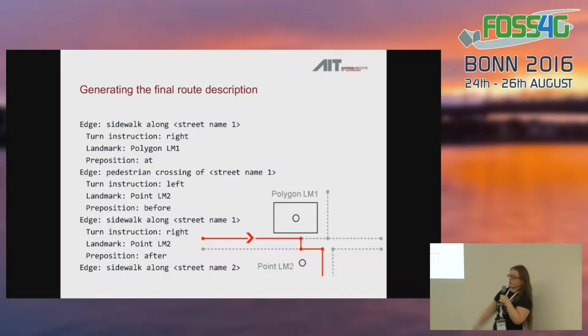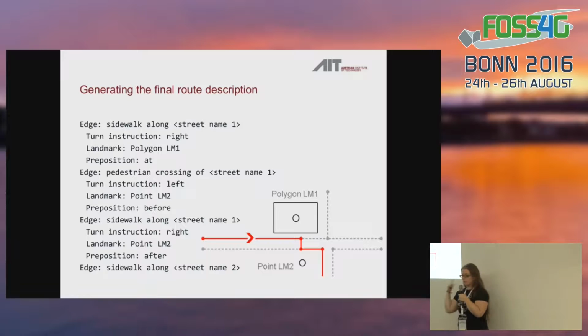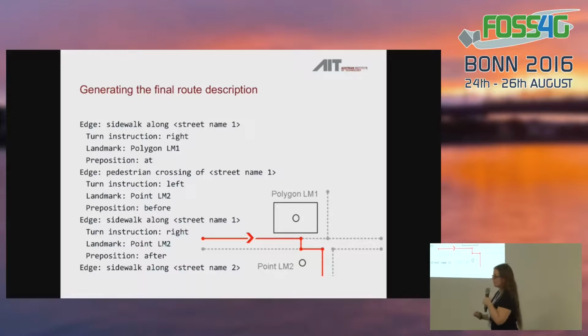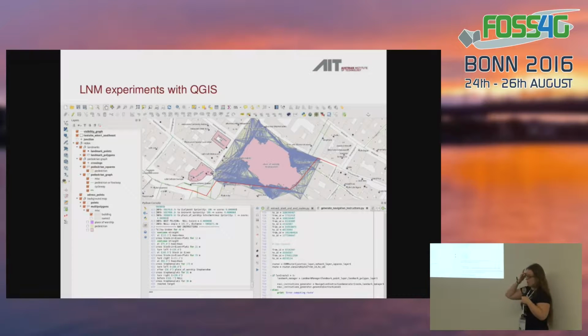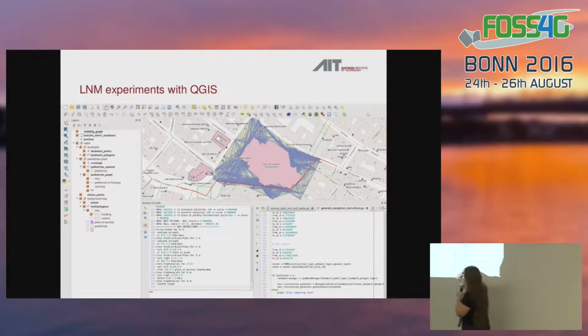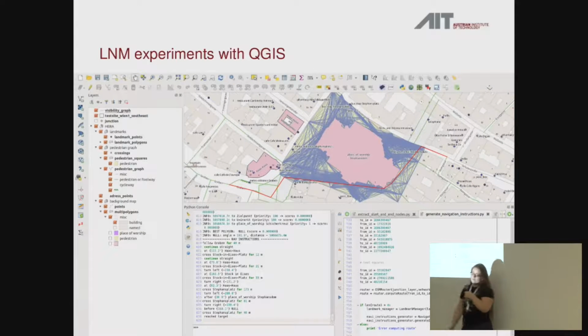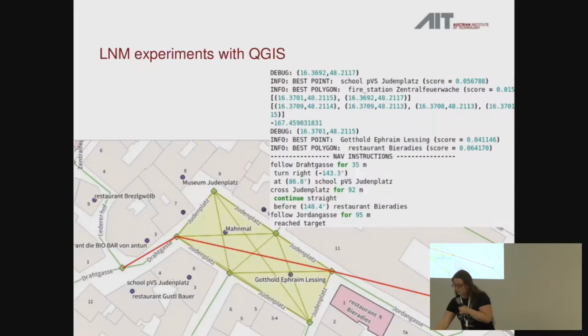And then we can string this all up. We can make a list of which edge do you have to walk on, what's the turn instruction, at which landmark, and what's the preposition. And you list those things up, and someone who's good in user interface design then has to figure out how to communicate this stuff to the end user. Because that wasn't my part of the project, I basically have this output in QGIS, where it accesses all the data in the PostGIS database, does the routing, and computes these instructions, which I detailed before.